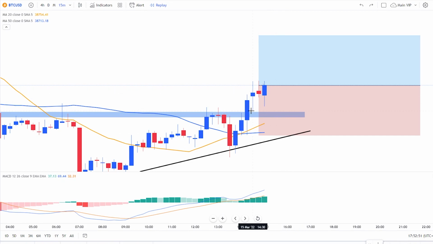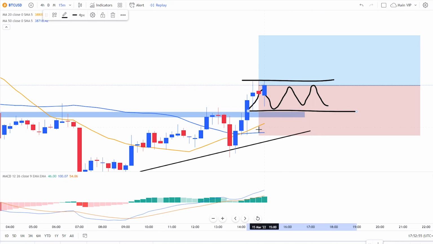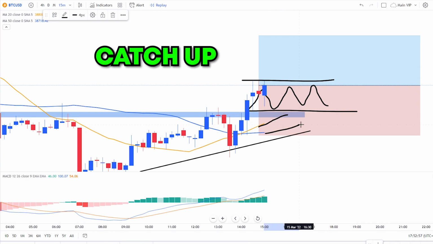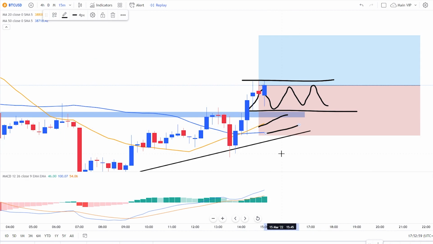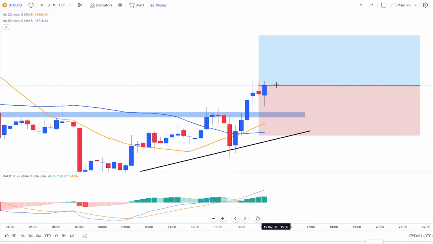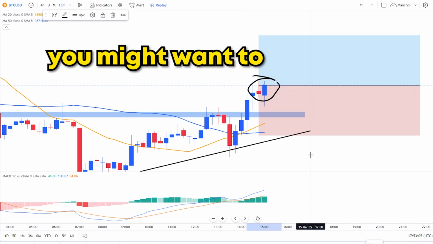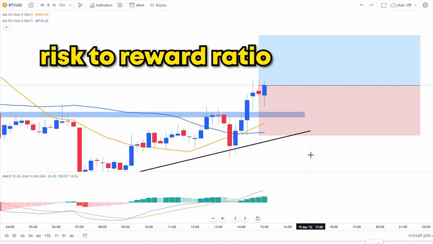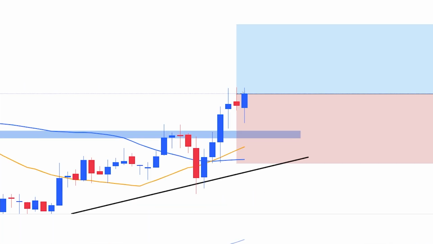So in that consolidation, when the market is moving in between two area zones, usually the moving averages catch up, and this is a thing that you want to look out for. So maybe you don't want to enter here, although it's good and there's nothing wrong with it. You might want to find a better risk to reward ratio.